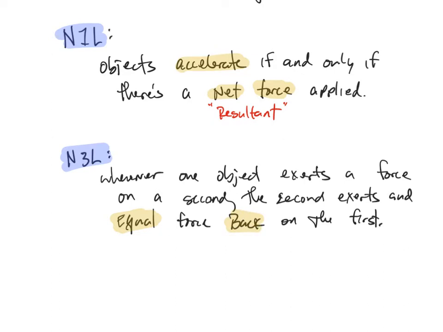We could write this in equation form. I could write something like F12 has to equal negative F21. Anytime one object exerts a force on a second, the second exerts an equal force back on the first.